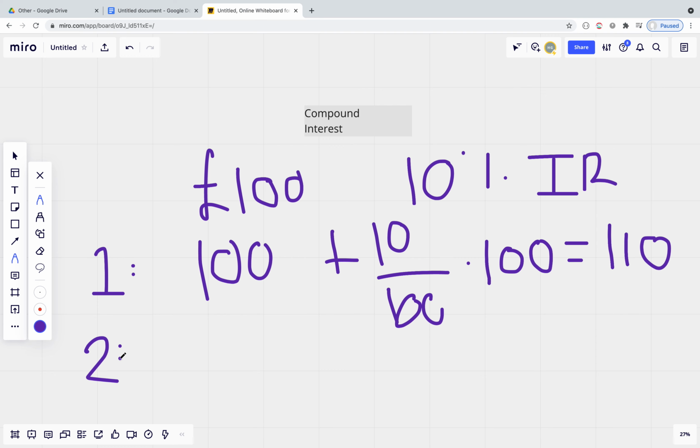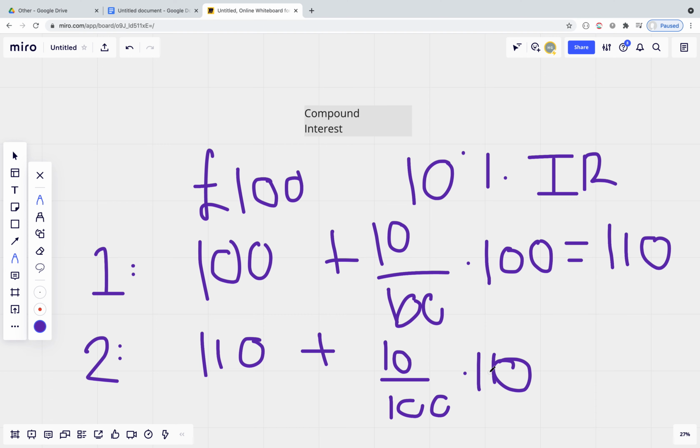Now, in year 2, you will owe me the original £110 plus 10% of the value you owed at the end of year 1. So plus 10% of 110. Okay, now why is this the case? Well, this is the case because in compound interest, you're basically adding interest onto your interest.